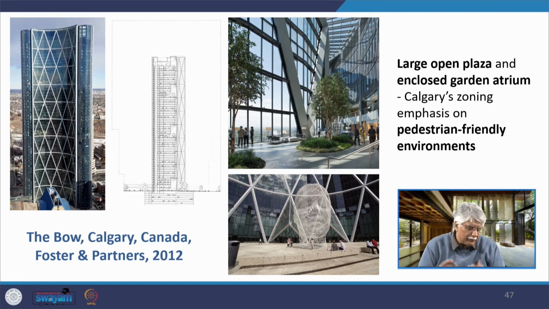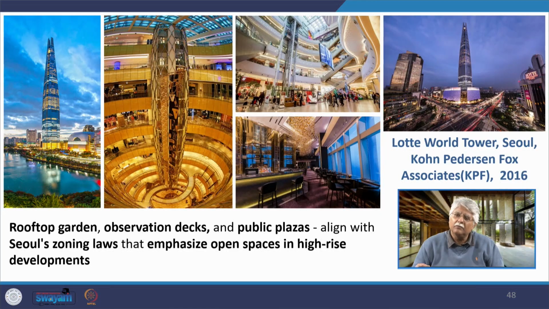The examples are, for example, the Bow in Canada by Foster and Partners in 2012. It's got a large open plaza and an enclosed garden atrium. Or we have the Lotte World Tower in Seoul in South Korea, which has got a rooftop garden, observation decks and public plazas, which are also aligning with Seoul's zoning laws when it comes to open spaces in high-rise buildings. So, we see that Seoul's zoning laws align with the zoning laws that came up in New York.